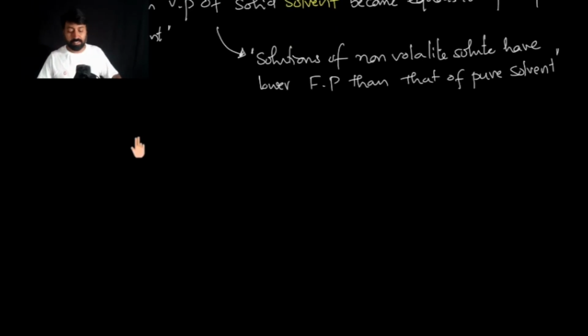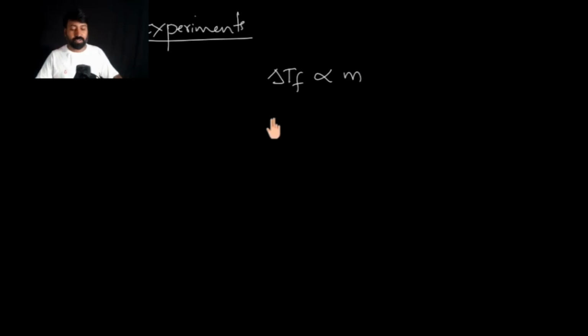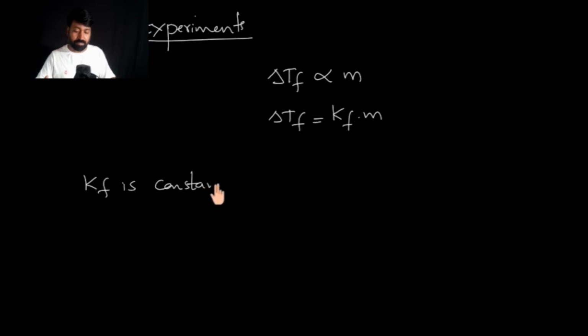But experiments give something very interesting here. Delta Tf, that is the depression in freezing point, is directly proportional to molality. Depression of freezing point is a colligative property because it depends upon the concentration of the solution, meaning the number of solute particles present in that particular solvent. So delta Tf is equal to a constant Kf multiplied by m. Then what is Kf? Kf is a constant, called the freezing point depression constant.